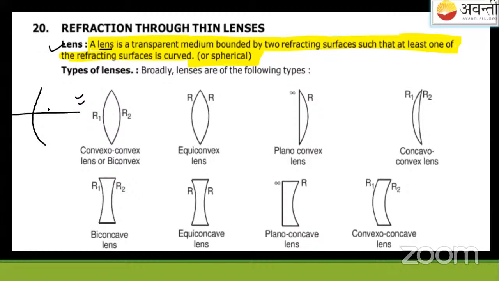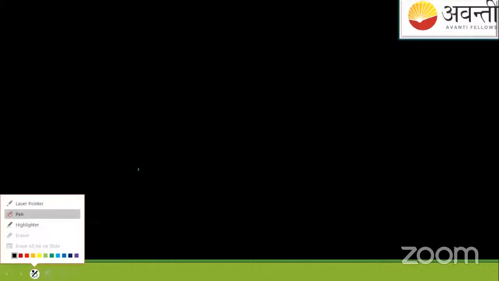This is what, students? A refracting surface. Now let me tell you how to make the lenses, okay? See, suppose this is some surface. It is a refracting surface, like this on your screens.